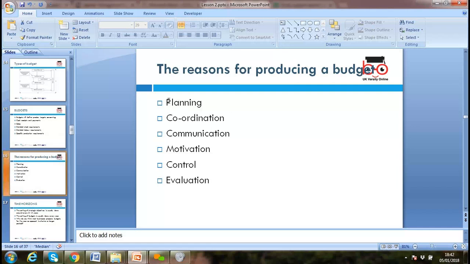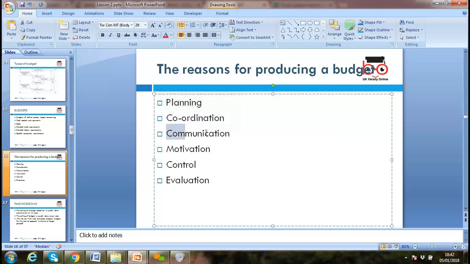Coordination: if we have a budget, we can communicate with different departments. If you perform well and stay within a budget, you will feel very proud. It will provide motivation. As a manager, we need to cut costs, with the bonus or commission we are getting based on performance. If we don't have a budget, we can't measure the performance. So a budget is a sort of control. It helps us to evaluate the performance of an individual, a department, or a company, and provides the evaluation.